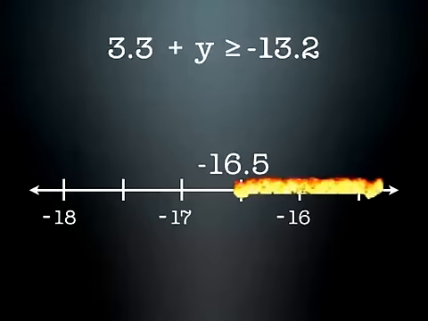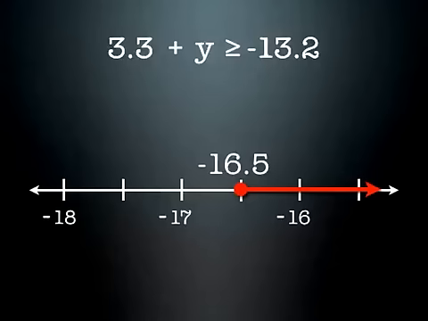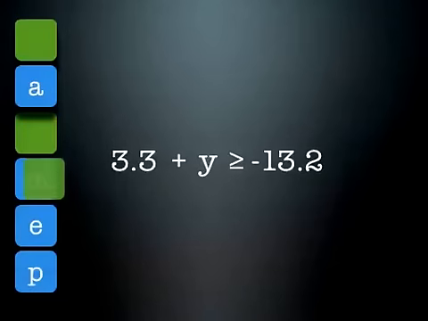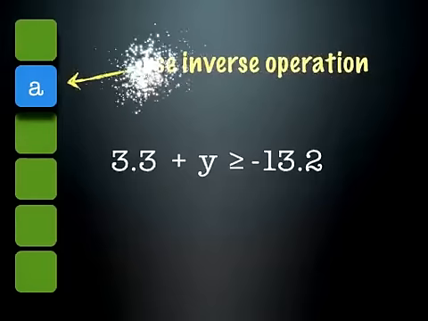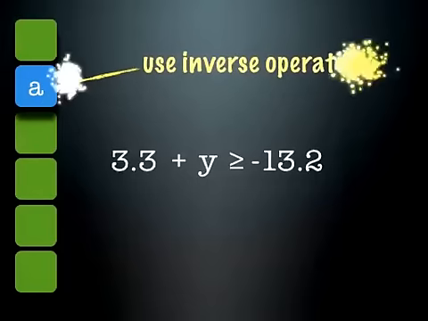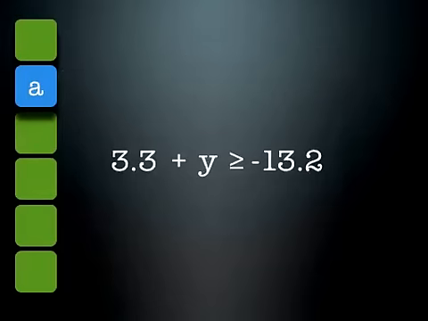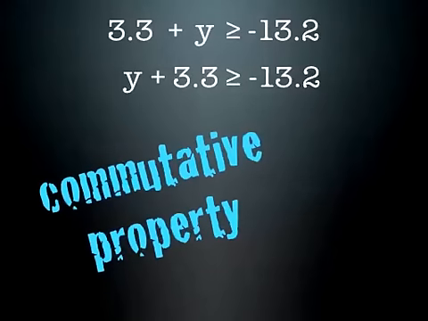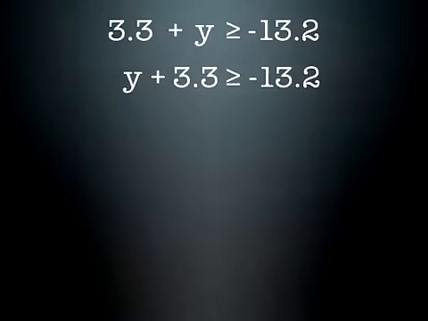Here's the solution for the second one. You're going to have a closed circle at negative 16.5 pointing to the right. In order to solve for this inequality, we're going to have to use the inverse operation of addition. But first I'm going to use the commutative property to rewrite my inequality, to get my variable all the way to the left. Is this a requirement? No, but it makes it a little bit easier as far as management of the problem goes.